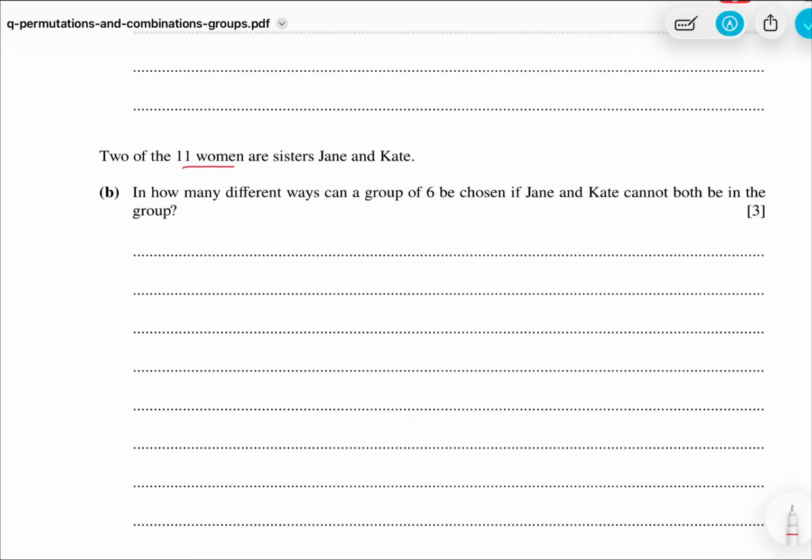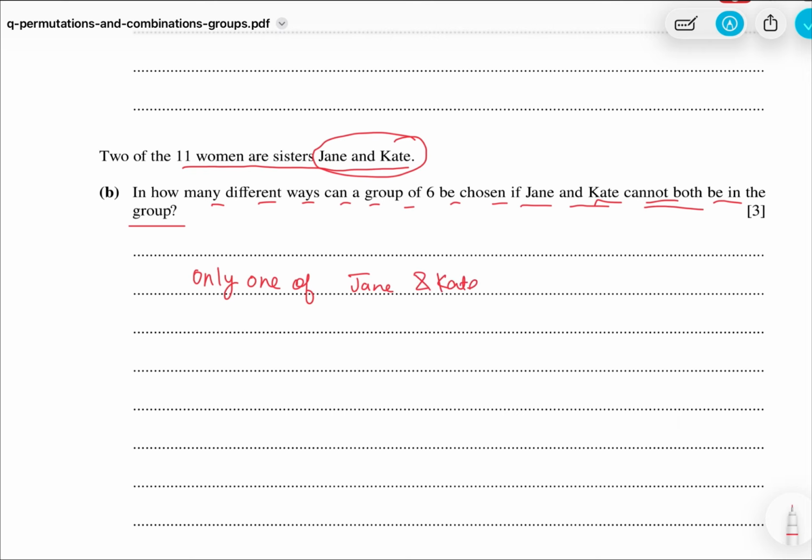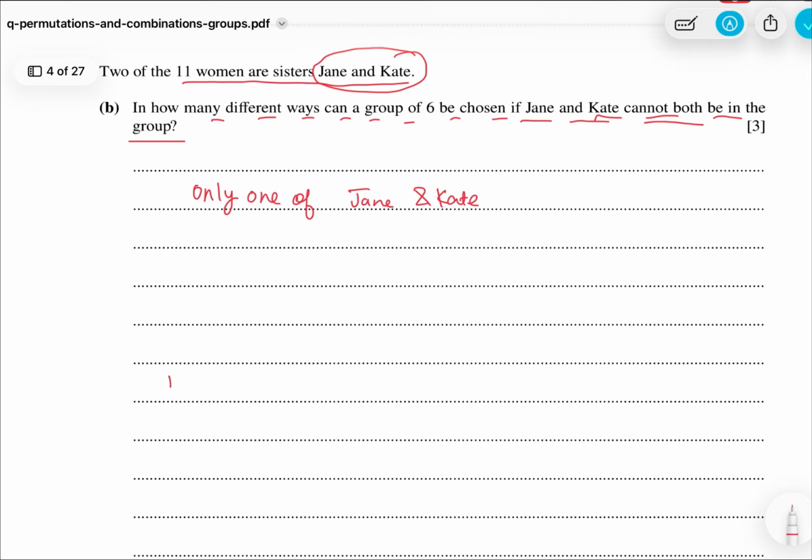Two of the 11 women are sisters, that is Jane and Kate. In how many different ways can a group of six be chosen if Jane and Kate cannot both be in the group? Cannot both be in the group. Okay, both should not be in the group, but one can be, right? Okay, so let's see. Only one of Jane and Kate, then neither of Jane and Kate.